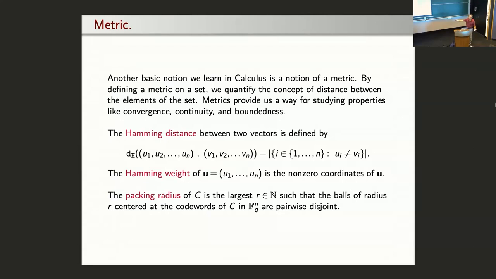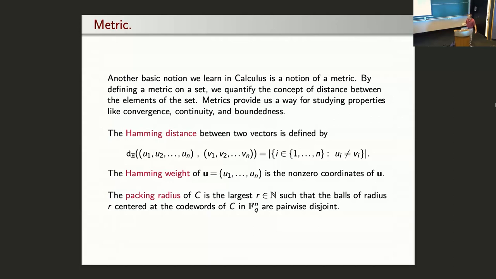There is one basic distance in coding theory. It's called the Hamming distance. The Hamming distance, or Hamming metric, is defined as follows. Take two vectors of equal length. The distance between these two vectors is the number of coordinates where the entries of these two vectors are different from each other. So this defines the distance. Then we can define the weight of a single vector as simply the number of non-zero coordinates of that vector. This is essentially the distance between the vector and the origin.